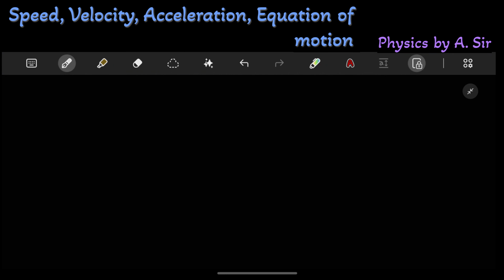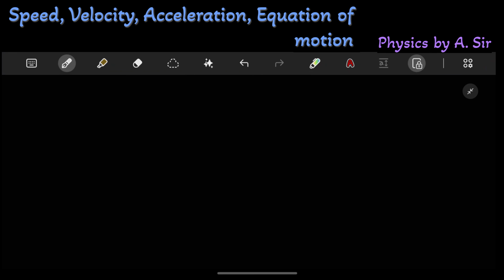Today we are going to start one of the most important topics in mechanics: speed, velocity and acceleration. These concepts are the building blocks of physics, and you will see them again in the chapter on motion in a straight line, projectile motion, circular motion and even modern physics. So let's understand this concept with formulas, some derivations and their graphs.